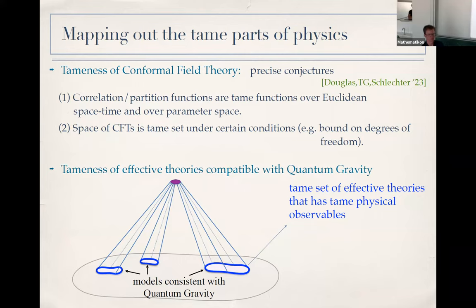I only want to make a silly physicist's comment. If the universe is compact or de Sitter, which is more likely, then the entropy is finite, so everything is tame. So tameness is really deep at the heart of physics. Yeah. Thank you.